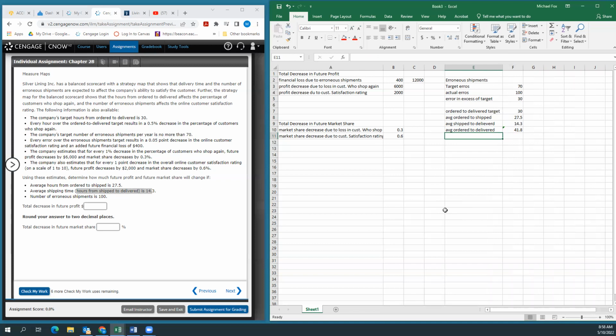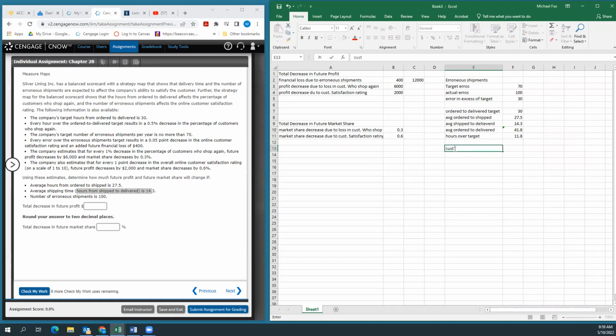So we'll say our hours over target equal to 41.8 minus the target. So it takes us 11.8 hours more than our target. Okay. All right, but you'll see that these hours over target, neither of them directly affects profit or market share. They're going to affect loss in customers who shop again and loss in customer satisfaction rating. So let's figure those out now.